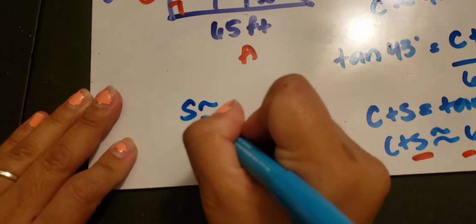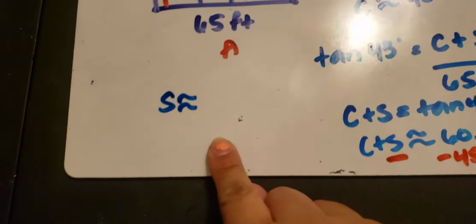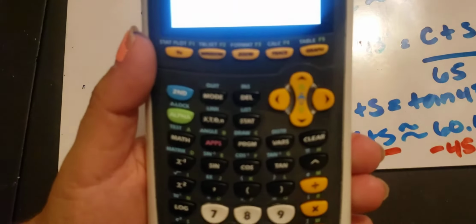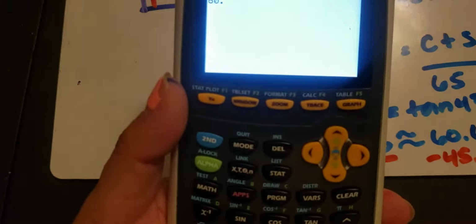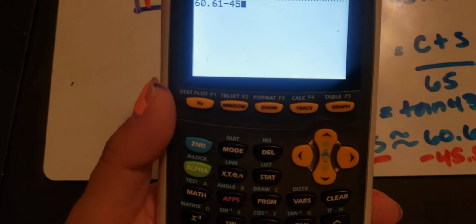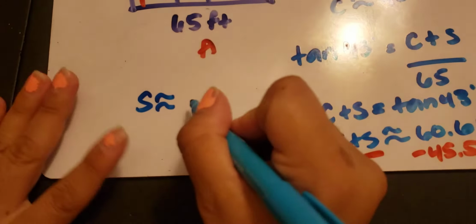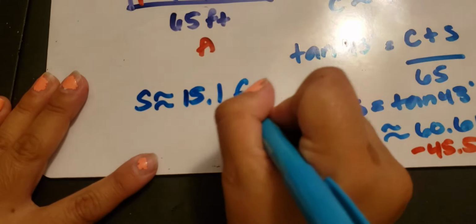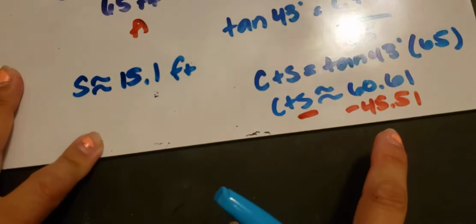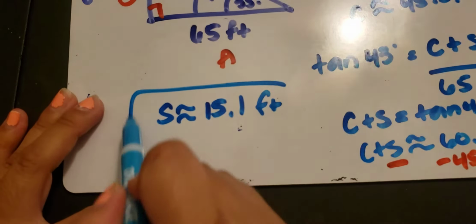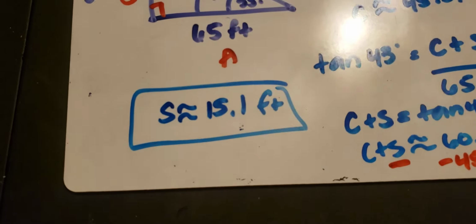Steeple height will be approximately, and I'm still going to put it as approximation because both values were approximations. So 60.61 minus 45.51. And that gives me approximately 15.1 feet. Again, I'm still putting it as an approximation just because both of these values were approximations. And that's my answer.